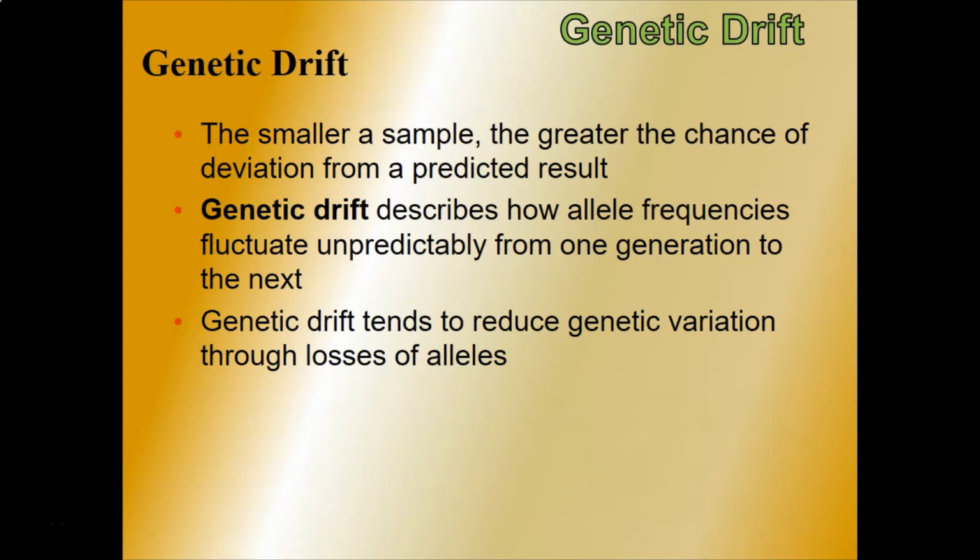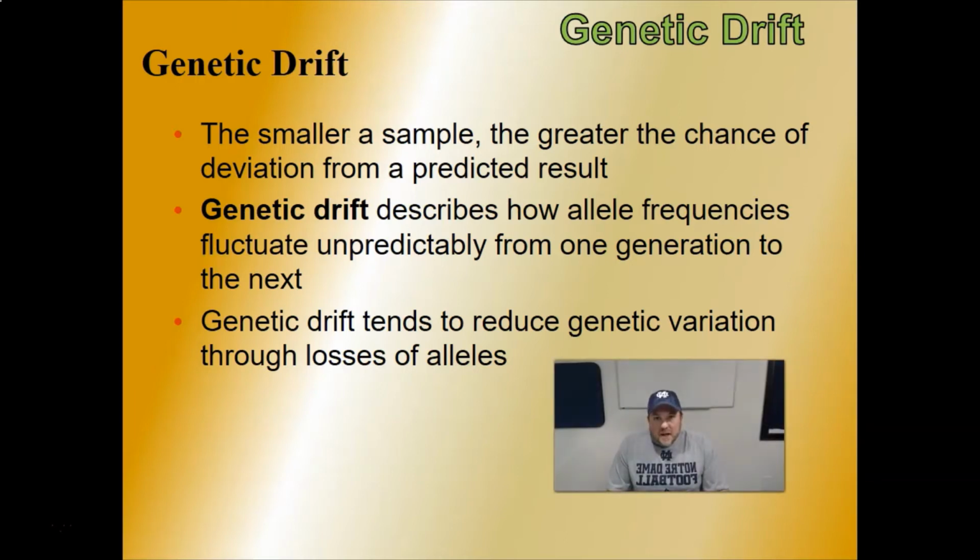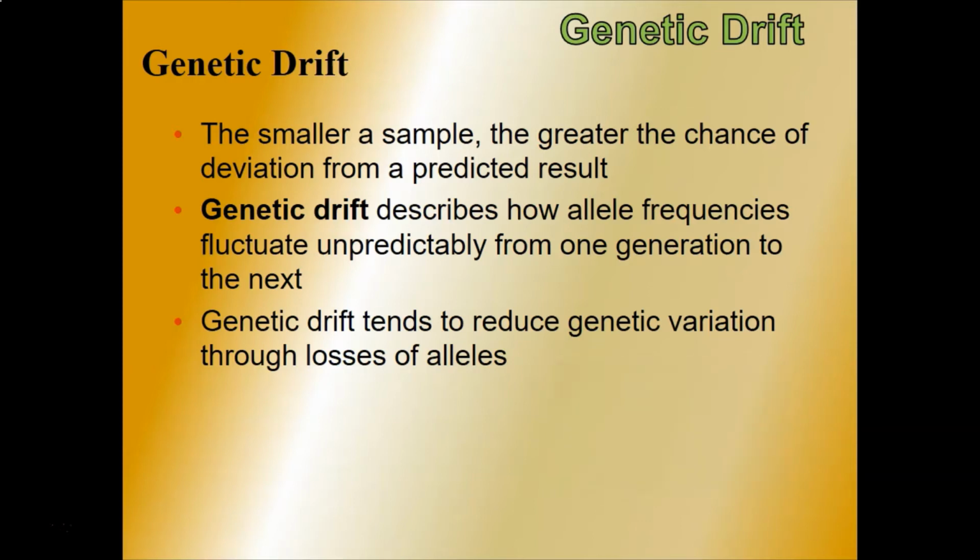So genetic drift, I like to think of the word chance whenever I talk about genetic drift, because this is really a randomness to change in allelic frequencies. Just like when we're doing statistics in biology, you really want to have a large population size, especially for a study. So genetic drift is going to have a huge effect if the population is small. We want a larger population. Genetic drift describes how allelic frequencies can fluctuate unpredictably from one generation to the next, and this is going to reduce genetic variation through losses of alleles.